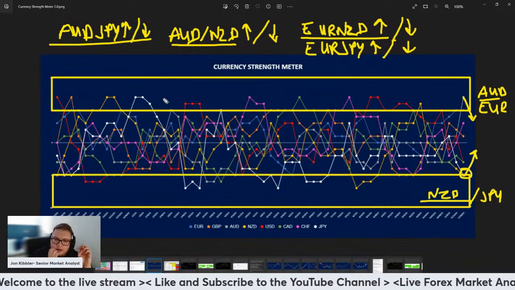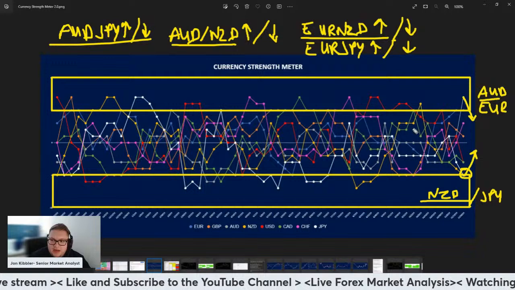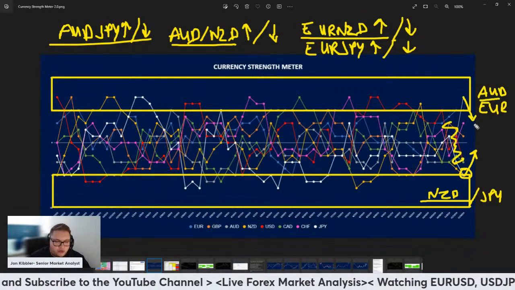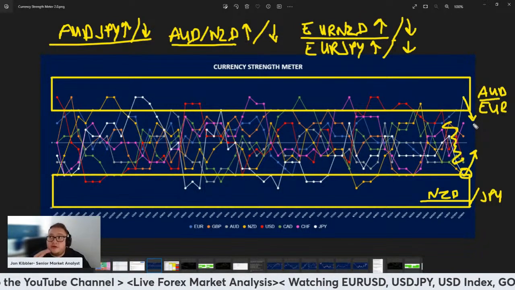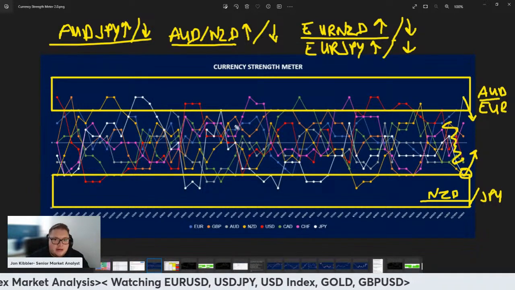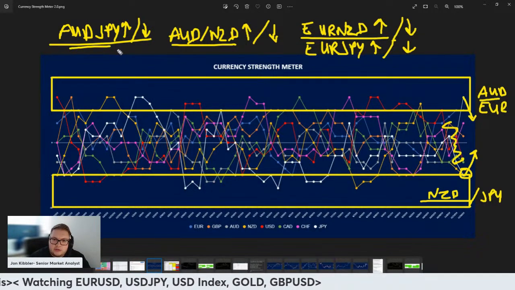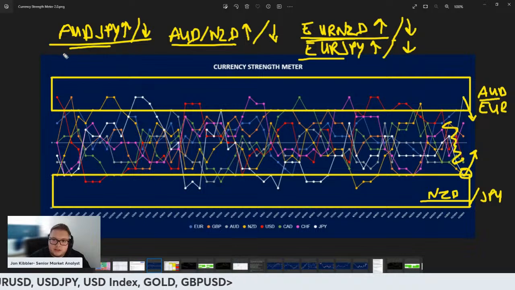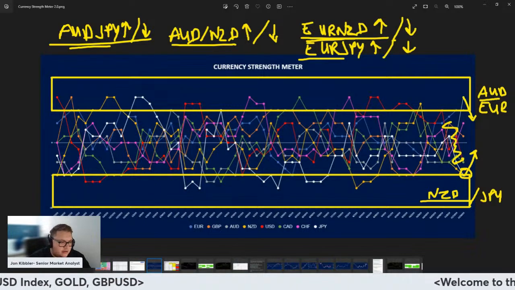Okay, so that's the way I like to use the currency strength meter. Anything in the middle, I try and ignore. I like to look at where those extremes are and then come to it and see if we get any kind of action in and around those points. Okay, so those would be the sort of markets I'd be focusing on. So let's go take a little look at those.